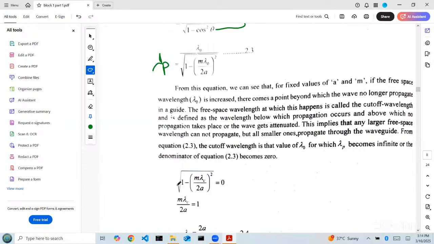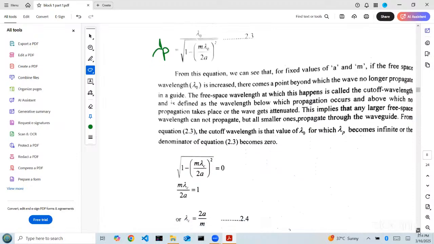I am taking 1 equal to m lambda c by 2a equal to 1. From this, what am I calculating? I am calculating the value of lambda c, the cutoff wavelength. Here I have used three terms. Lambda n is the wavelength across the normal to the plane. Lambda p is the wavelength across the propagation. I am using another term, lambda c. What is lambda c? The cutoff wavelength. So here I calculated the cutoff wavelength lambda c.